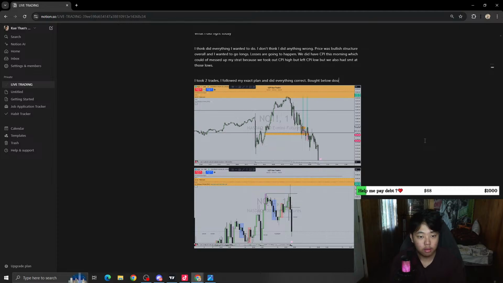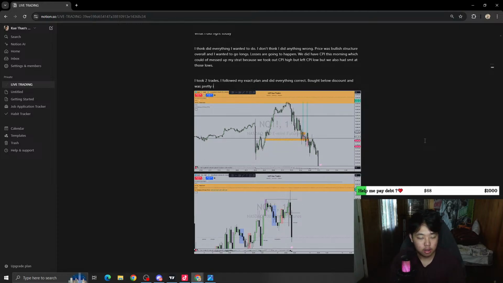Bought below discount and sold above. Bought below discount and was pretty patient, in my opinion. I guess I was just on the wrong side of the markets today.